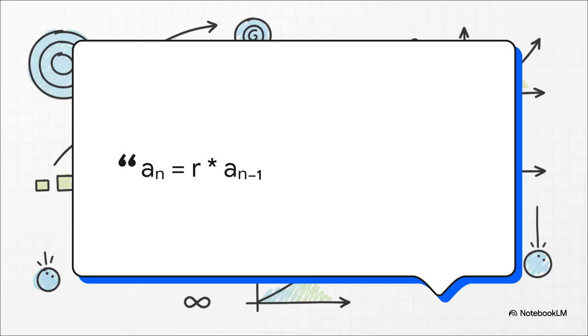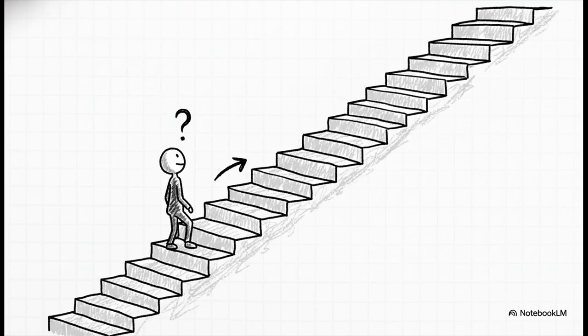Now, don't let the symbols freak you out. All this equation is saying is to find any new term, which we call a sub n, you just take your common ratio, r, and multiply it by the term that came right before it, a sub n minus 1. That's all there is to it. A staircase is the perfect way to picture this. The recursive formula lets you get from step 9 to step 10.